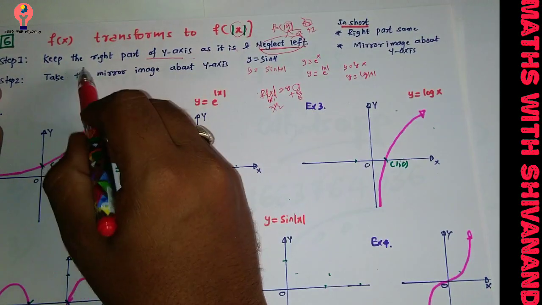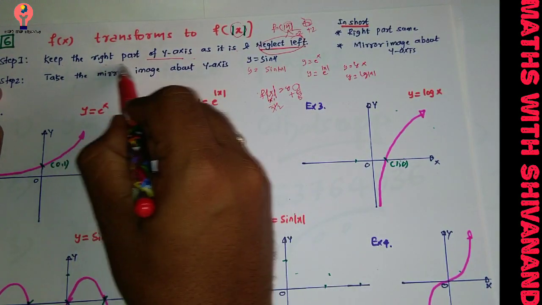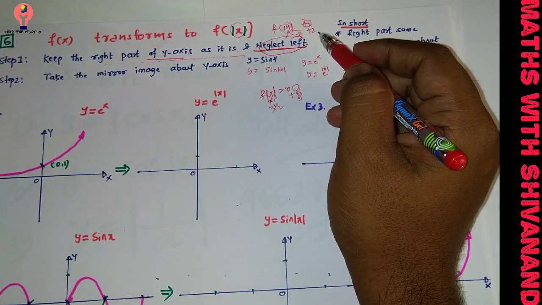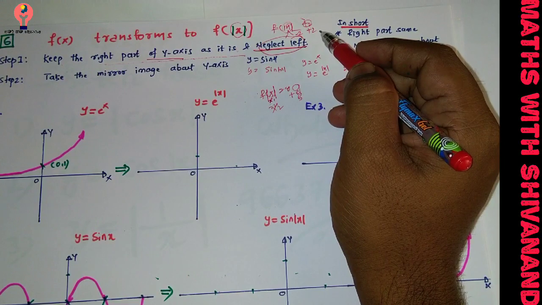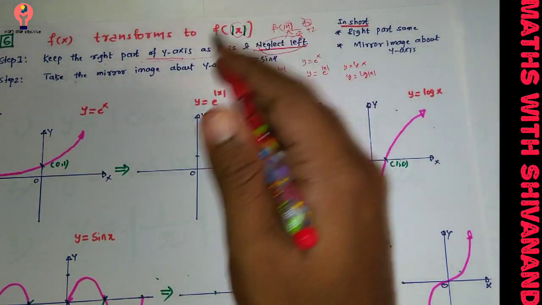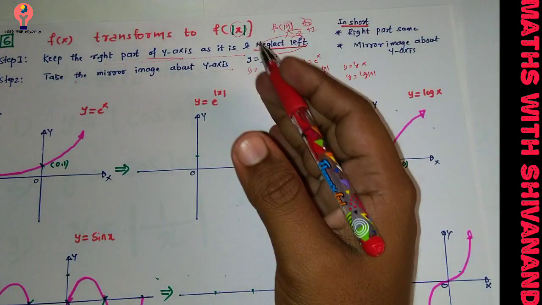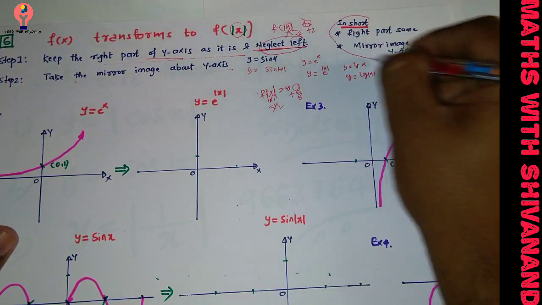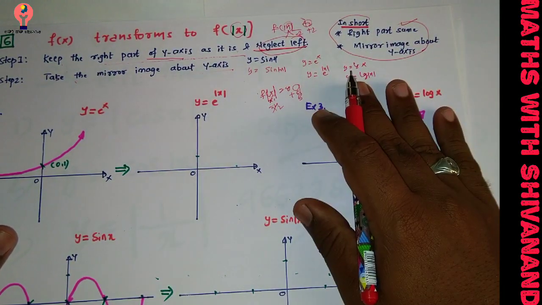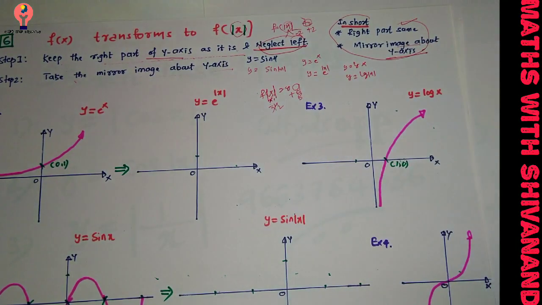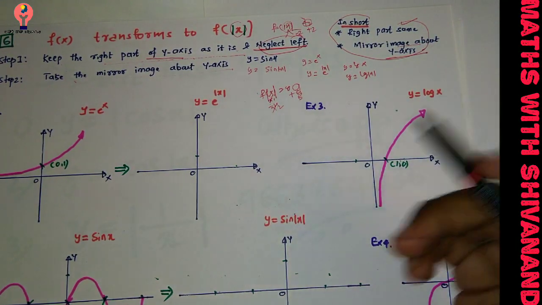Okay, what is the rule? Step 1: keep the right part of the y-axis as it is, and neglect the left part. So you completely delete the left part of the y-axis graph. After that, take the mirror image of the y-axis. Whatever graph remains at the right part, take its mirror image with respect to the y-axis. In short, I will conclude: the right part of the graph remains the same, and take the mirror image about the y-axis. Okay, we'll see with an example.